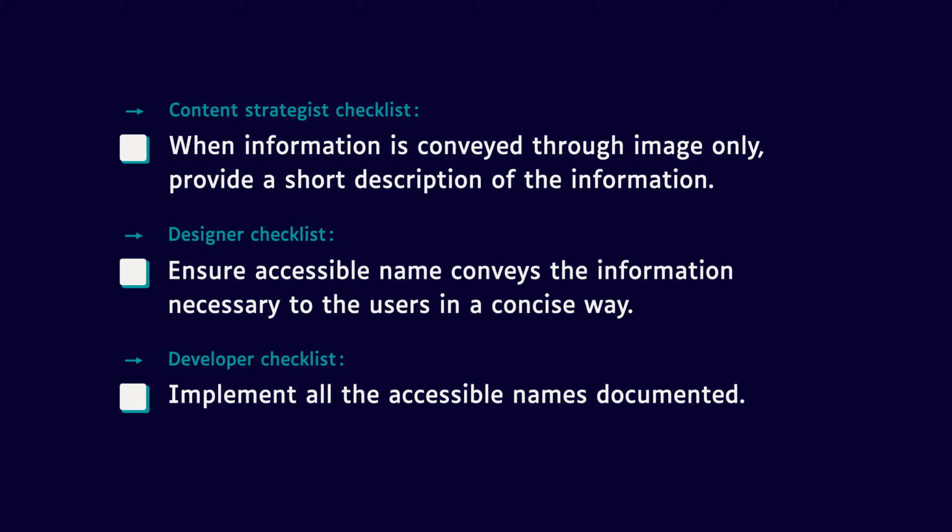You could have a content strategist checklist that says something like, when information is conveyed through image only, provide a short description of the information. Then you could have something different in the designer checklist, that would be ensure accessible name conveys the information necessary to the user in a concise way. So here you see that this requirement is much more emphasizing the usability of the experience, because this is the responsibility of the designer. And then finally, the checklist of the developer could be more about making sure that the accessible names that are documented are correctly implemented.